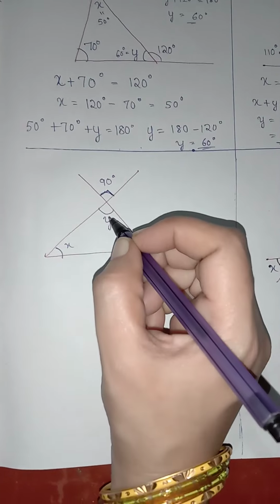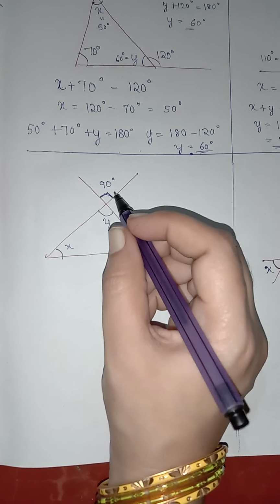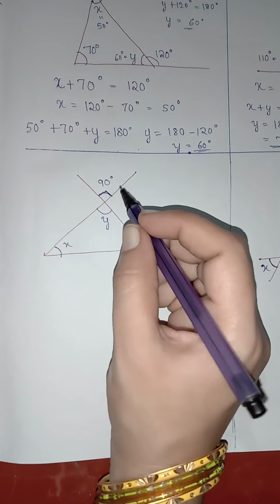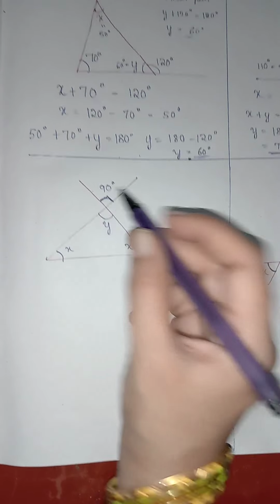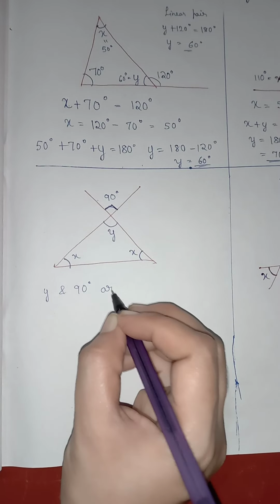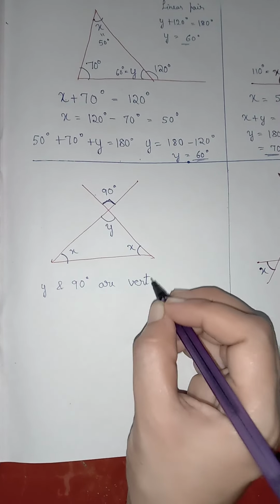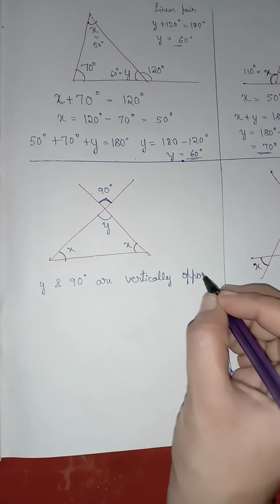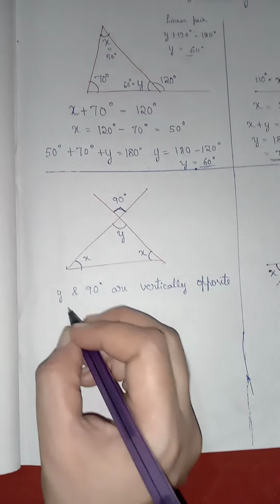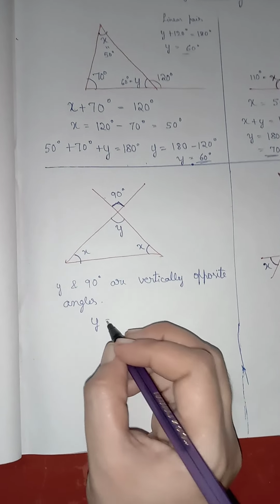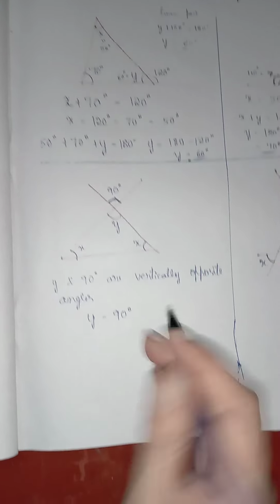So what method you follow here is, see y and 90 degree. These angles are formed by the intersection of these two lines. So y and 90 degree are vertically opposite angles. Now we know that vertically opposite angles are equal. So y is equal to 90 degree.